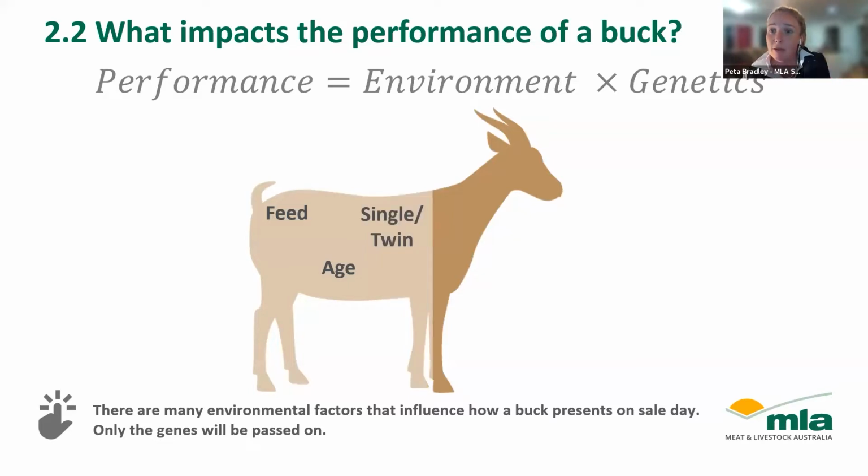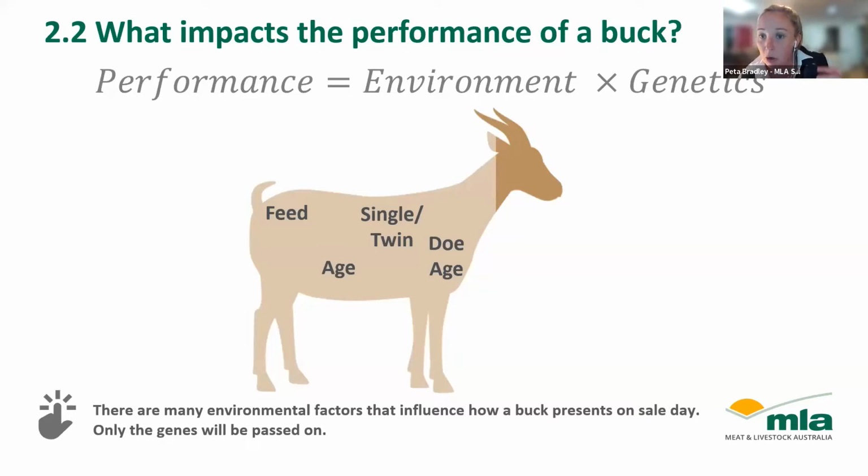We know that has a big influence, and that influences an animal's performance right out till later life. So even though that buck might be 12 months of age when you're purchasing him, the fact that he was born a single or a twin, which has got nothing to do with his genes, will influence how big he might appear. We also know the age of the doe impacts how an animal will perform. So if she's had a couple of kids before and she's got good mothering ability, that's better than a maiden doe that's having kids for the first time. So all those things can influence what an animal looks like.